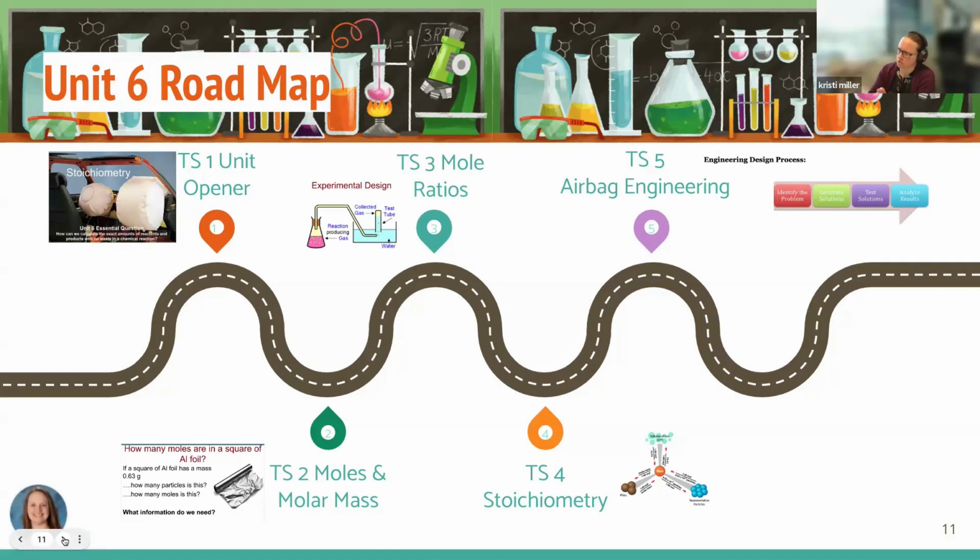So we need to do some work on moles. We need to do some work on mole ratios. We need to put those together and do some work on the literal calculation of amounts in stoichiometry. And then we can move to engineering our airbag. So that's the process as we go through the unit.